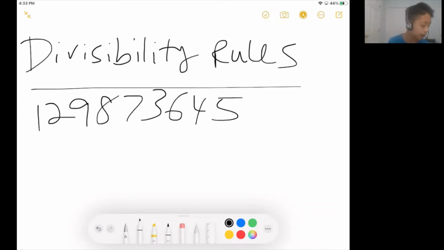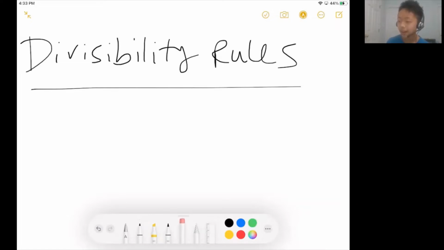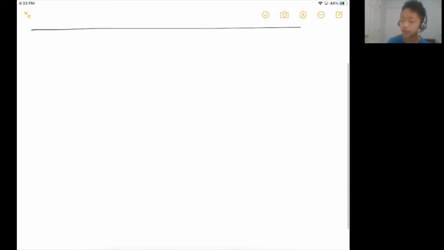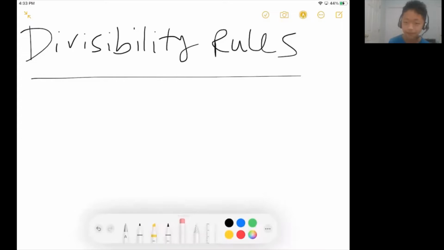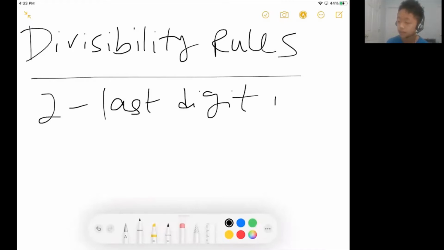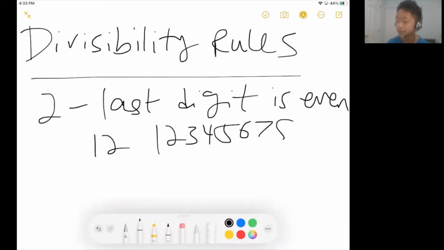I've already included some of the most important divisibility rules on the handout, so let's talk about them. First, let's look at how you determine if a number is divisible by 2. I hope most of us already know this. As long as the last digit is even, then it's divisible by 2. This should be familiar. For example, 12345678 is divisible by 2 because the last digit is even.